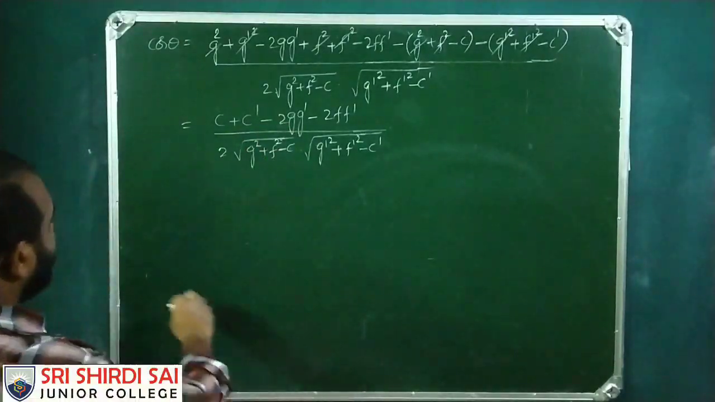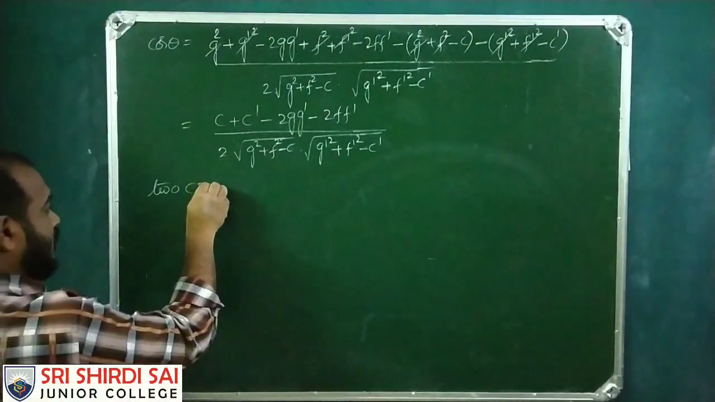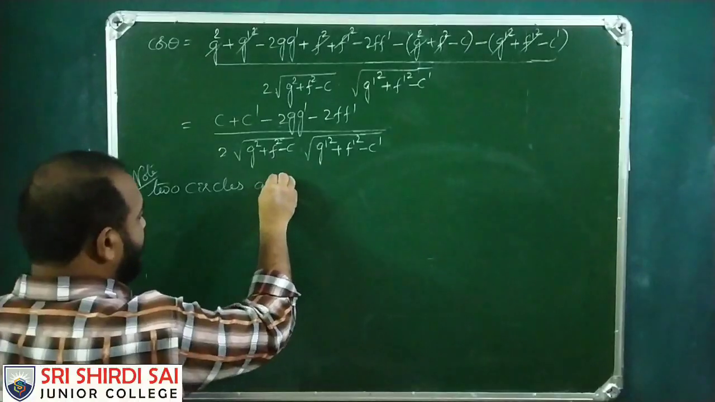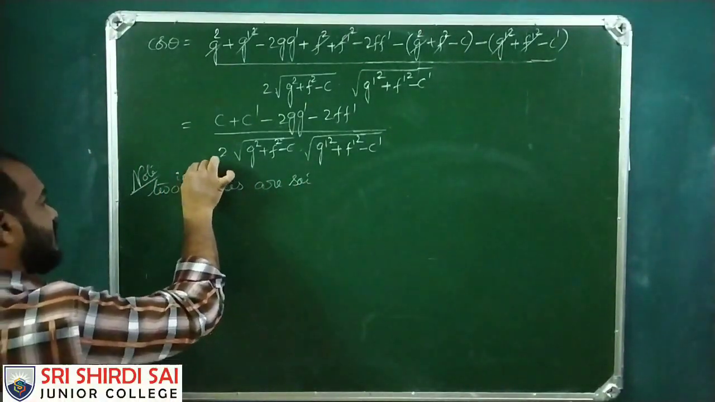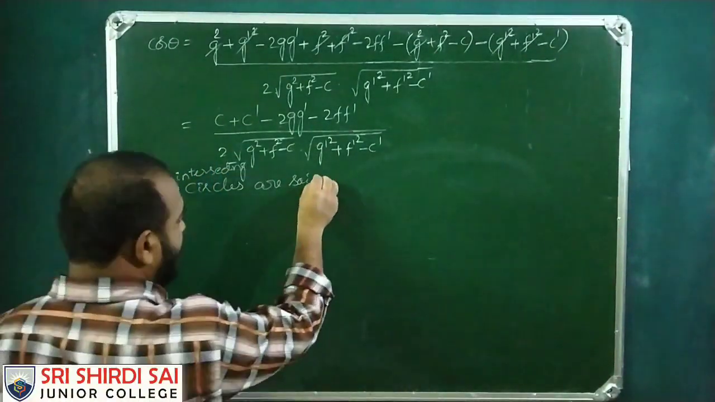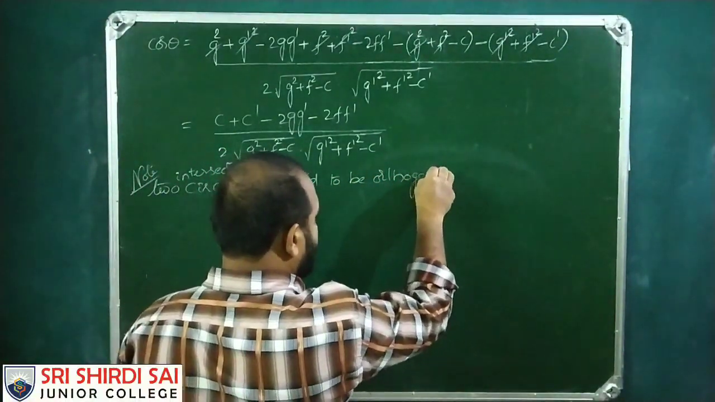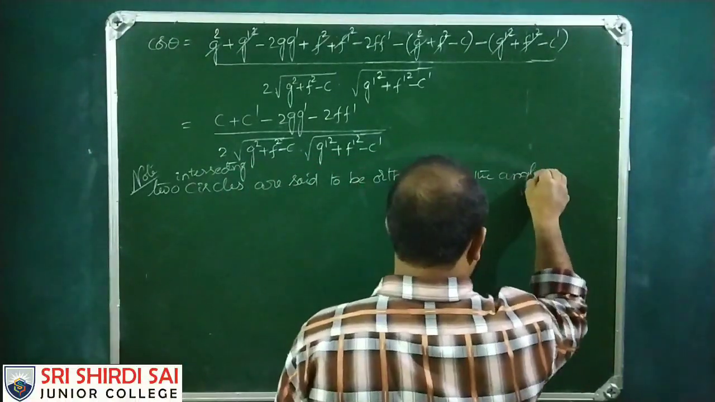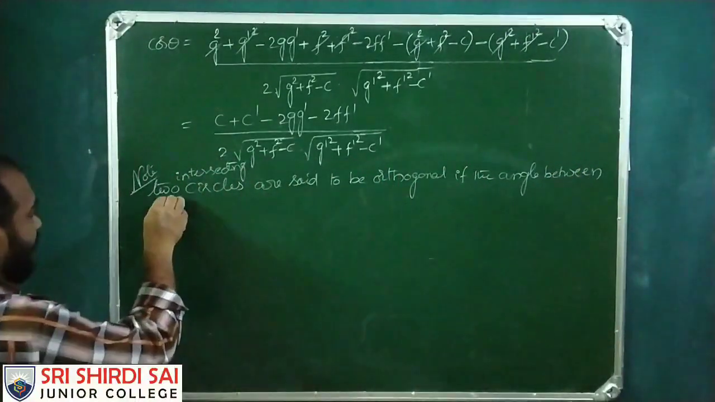Note, two circles, more specifically two intersecting circles, are said to be orthogonal if the angle between them is 90 degrees.